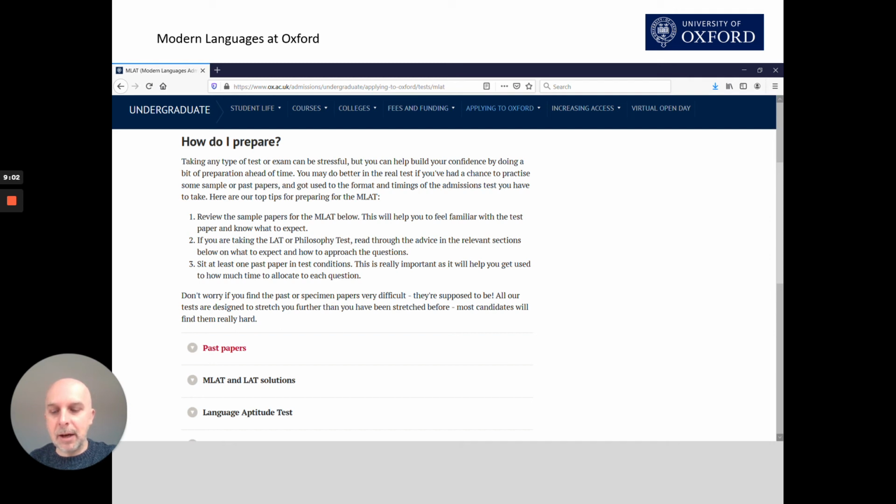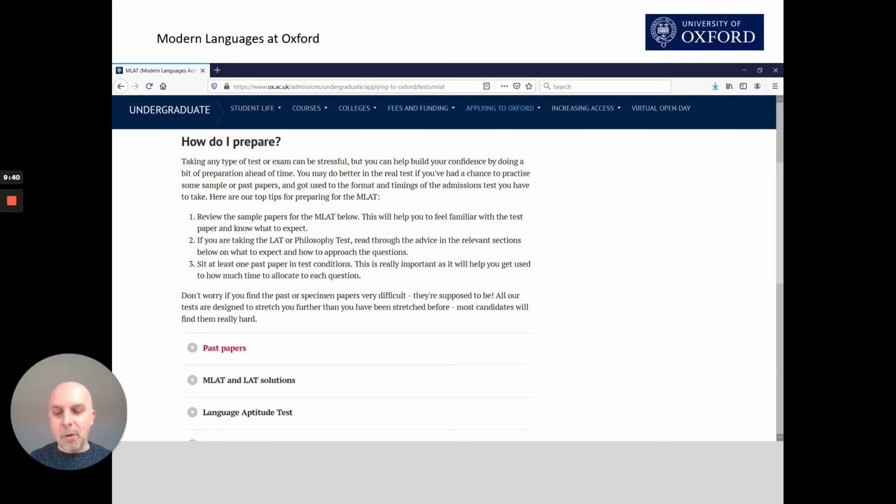If you're taking either the language aptitude test or the philosophy test, then make sure you read through the advice carefully so that you know what to expect and how best to approach those questions, because that's likely to be something that you won't have had experience in doing before. And then most importantly, sit at least one past paper from this archive here in proper test conditions, without using dictionaries or other aids, keeping strictly to the time available. That's a really important thing to do, as it will help you get used to how much time you need to allocate to each part of the paper.